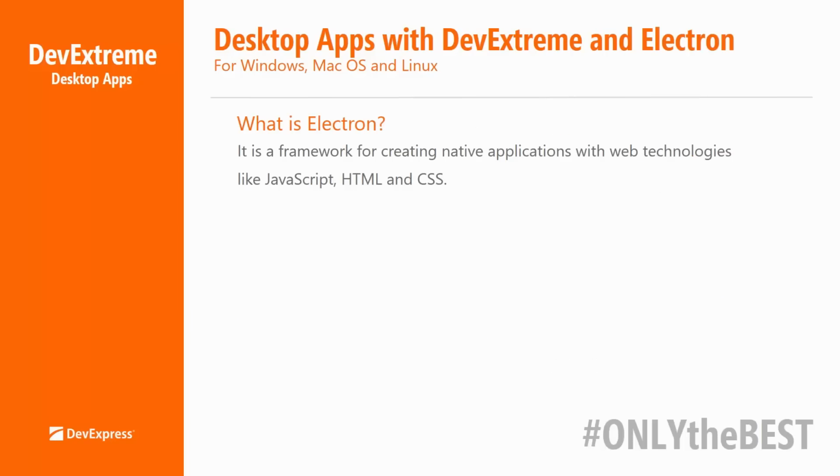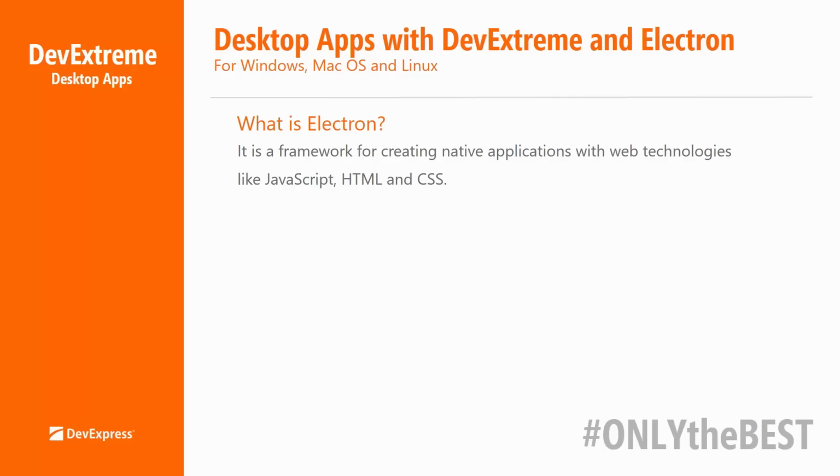So let's start with a couple of small questions before we start doing some coding. So what is Electron? It is basically a framework for creating those native applications with web technologies. And that is really interesting because that is where DevExtreme can step in pretty nicely. So you will be able to create an application which is composed of JavaScript, HTML and CSS.